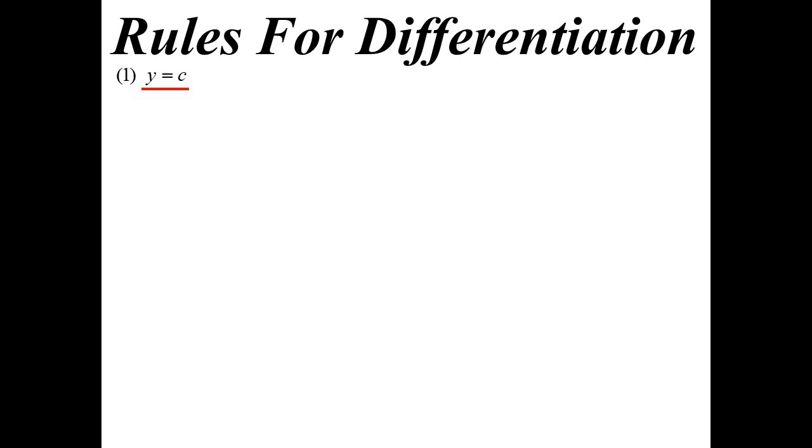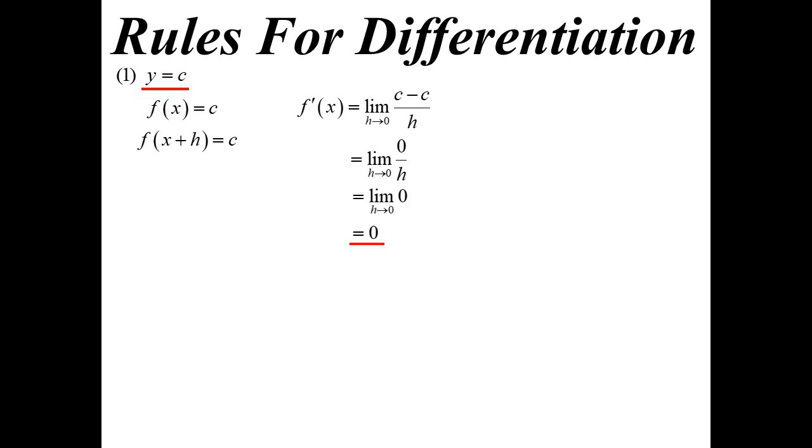So we'll just start with y is some constant number. Now we've already seen what the answer is, but let's prove it. So if it's a constant number, function x is a constant, so is function x plus h. Putting it into our formula, we get c minus c over h, which of course is 0 everywhere. So from that we know we don't have to do this formula. Whenever we want to differentiate a constant, we know the answer is 0.